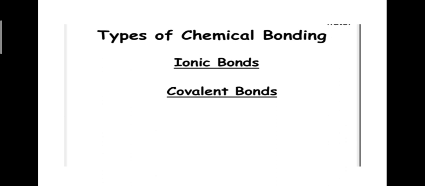A chemical bond is said to form between two atoms when they are held together in a molecule. There are mainly two types of chemical bond: ionic bonds and covalent bonds. Some more bonds are also there, like hydrogen bonding, coordinate and dative bonds. But in this chapter we are going to learn about these two bonds only: ionic bond and covalent bond.